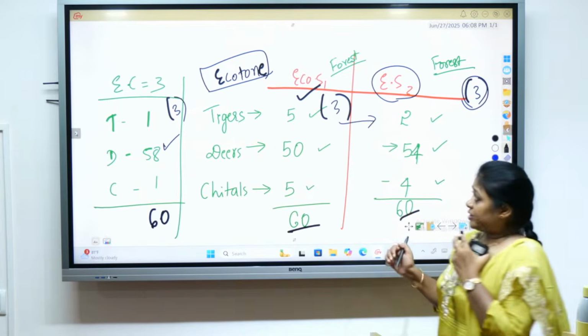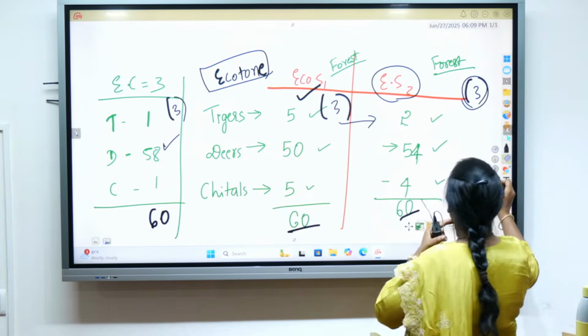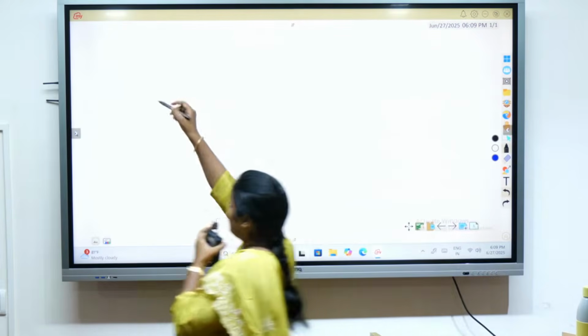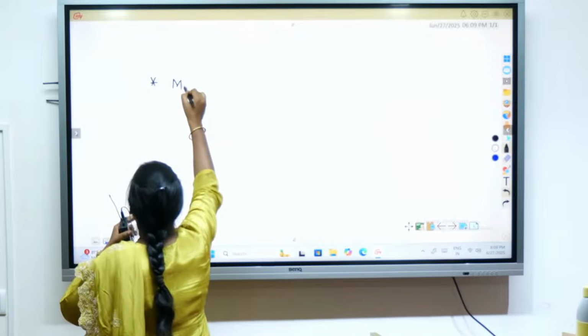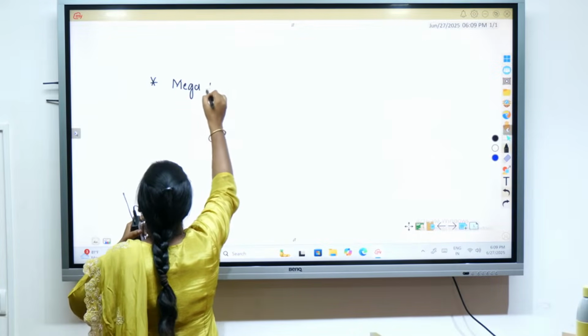So try to understand a few keywords. One is India is a mega diverse region or mega diverse nation.